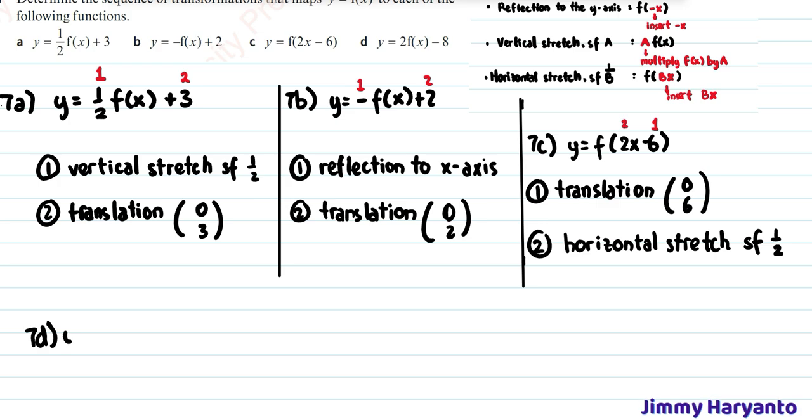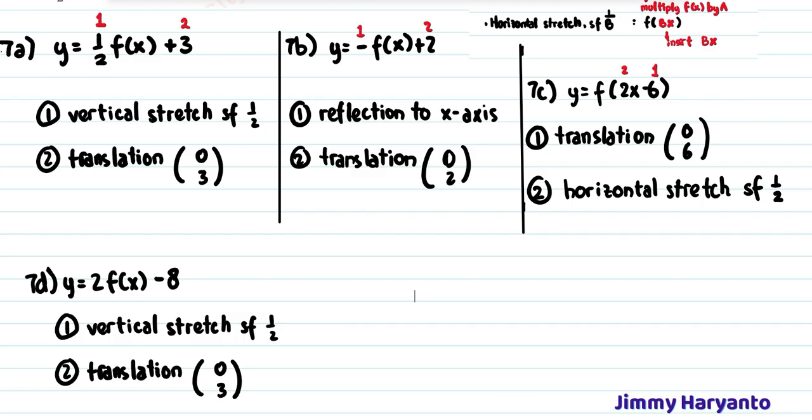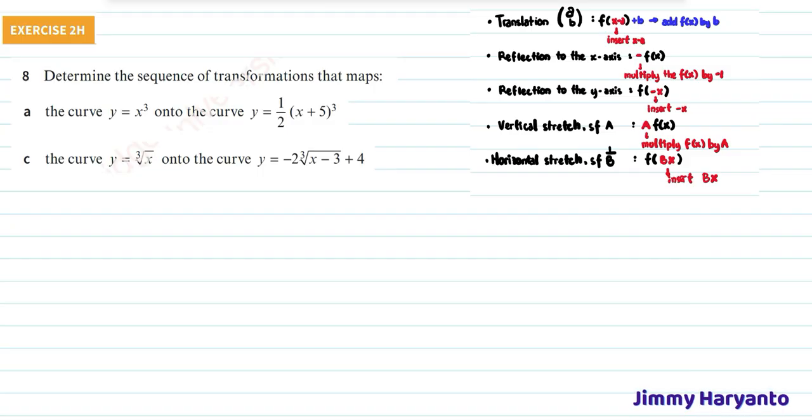Next is 7d. For 7d, we have y equals 2f(x) minus 1. This is the normal one. Actually, it's the same with the first one. So I just only have to copy this, change the scale factor into 2, change the 3 into -8, and that's it. And the last one is question 8.